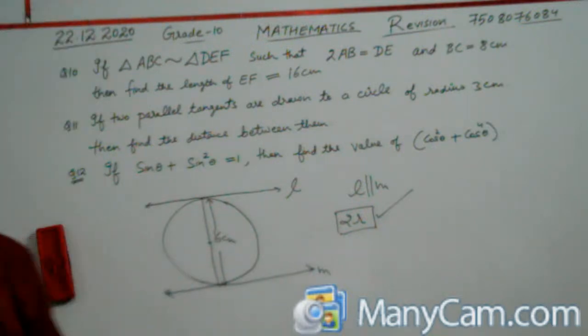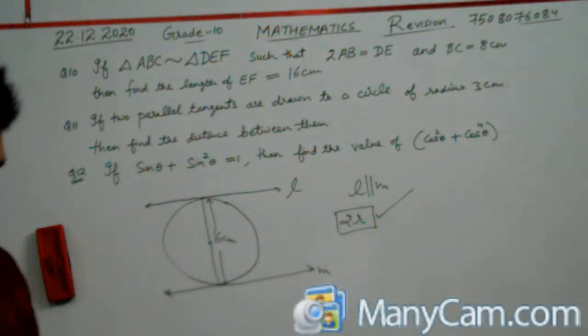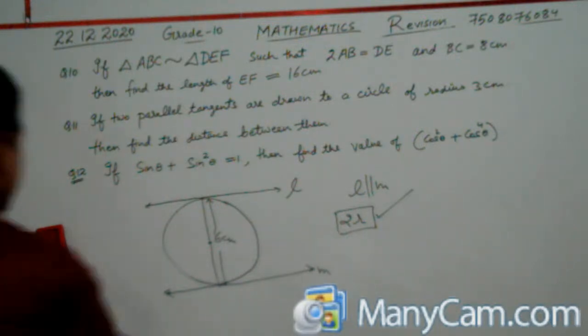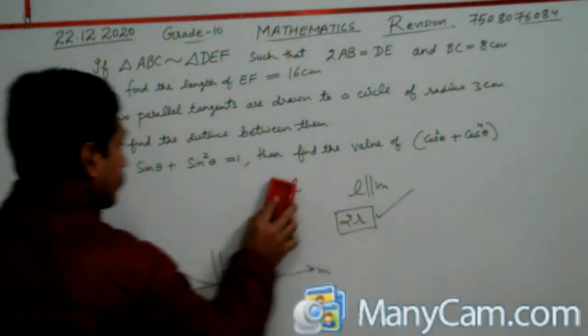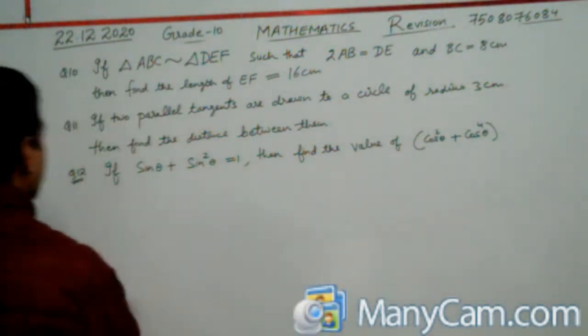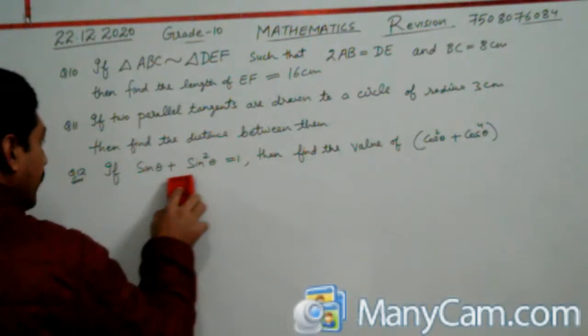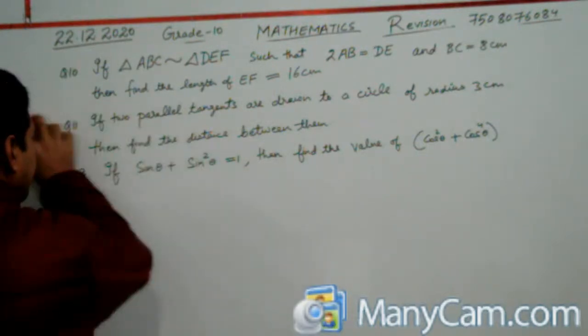So, next one we have sine theta plus sine square theta is 1.